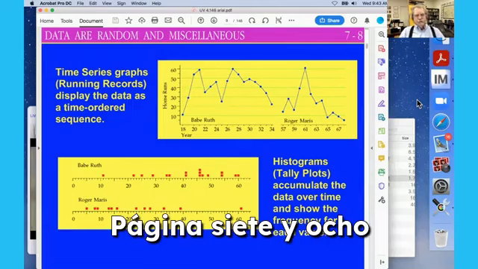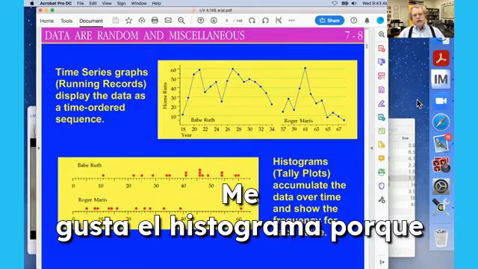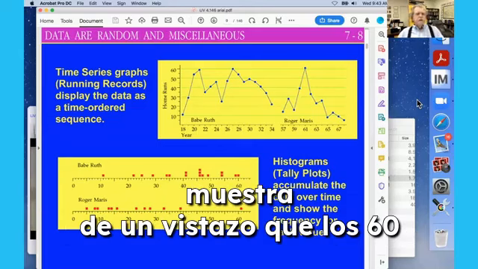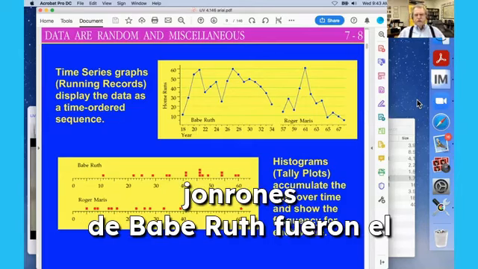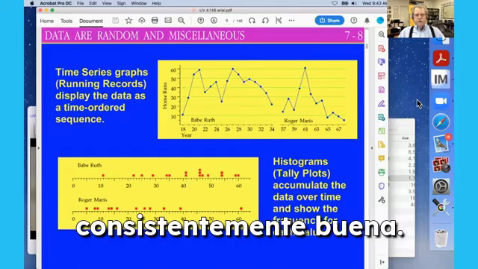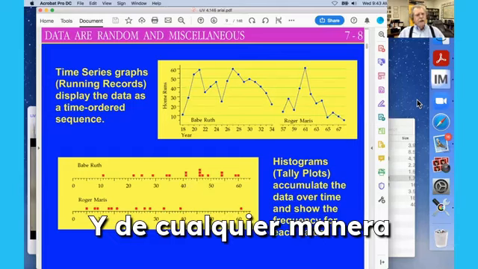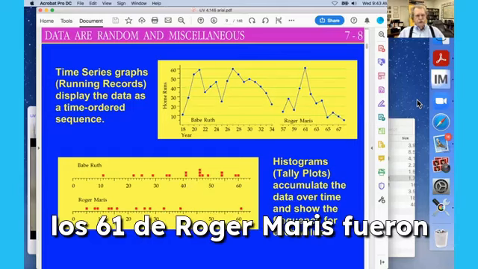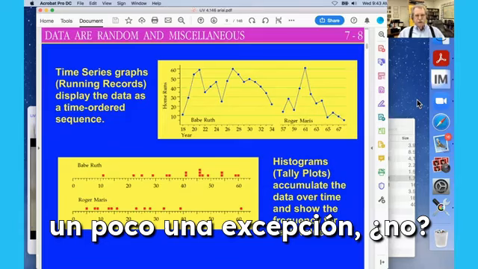Page 7 and 8. In this case, I like the histogram because it shows at a glance that Babe Ruth's 60 home runs was the high point of a consistently good career. And any way you look at it, Roger Maris's 61 was a bit of an exception, wasn't it?